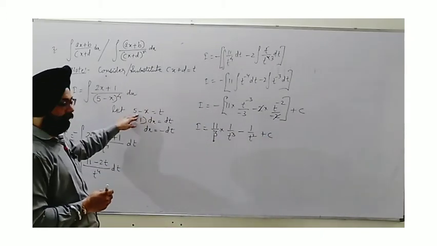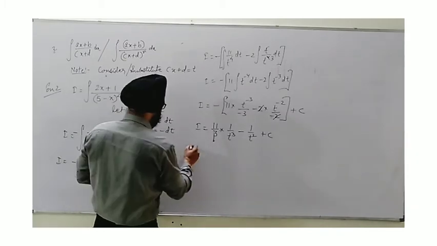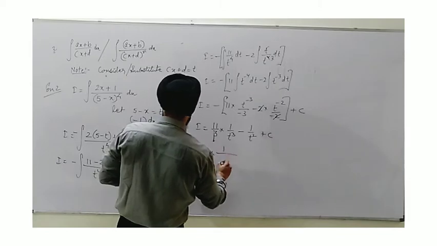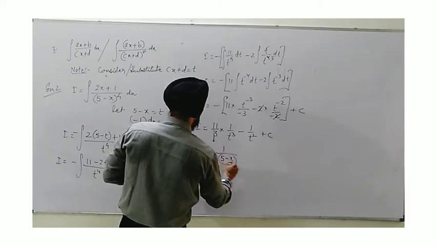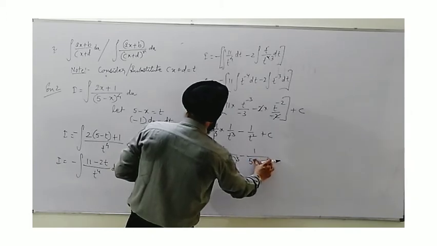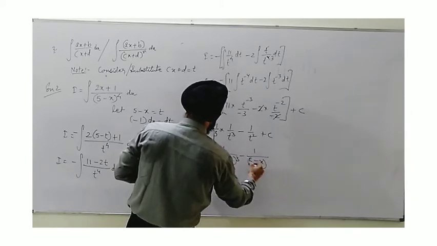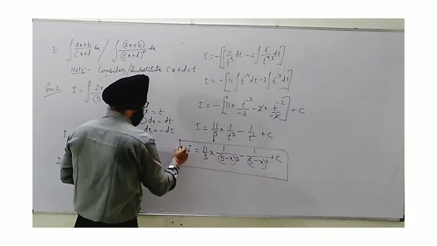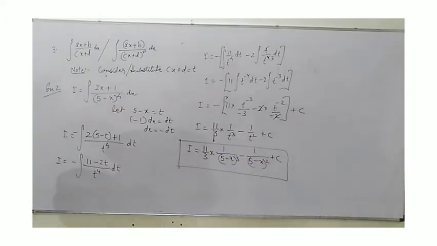Substituting t by the original value in terms of x, we get the integration as 11 upon 3 into [1 upon (5 minus x) raised to the power 3 minus 1 upon (5 minus x) raised to the power 2] plus c. This is the final answer. By the way, we should simplify the answer as much as we can. Otherwise, this is an algebraic pattern, so further there is no requirement.